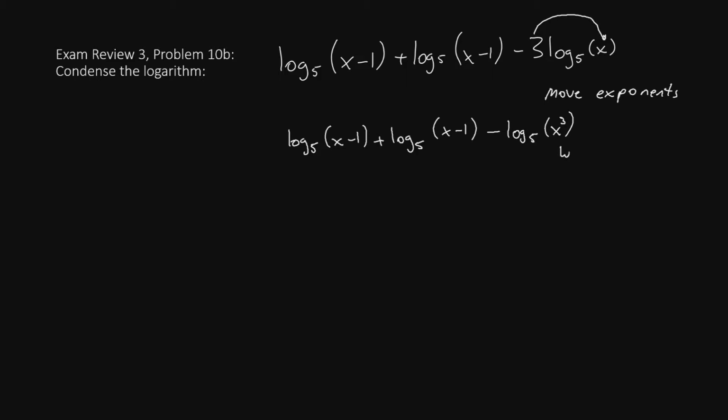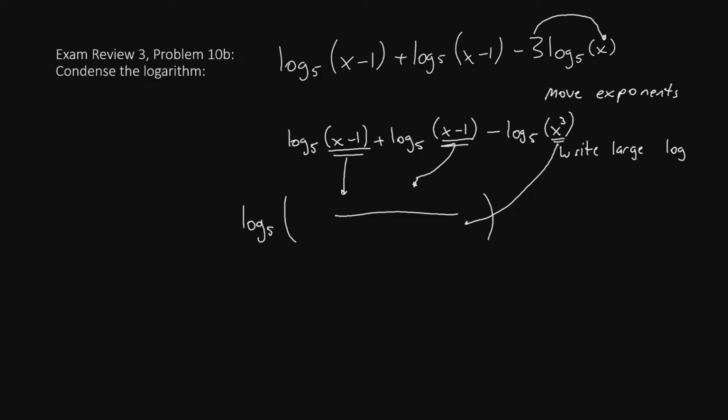Now once again, we're going to write a large log. So we'll have log base 5. We'll make it a fraction. And let's look at our terms and see if they are positive or negative. The first log base 5, this x minus 1, is positive. It goes to the top. The next x minus 1 is also positive. It goes to the top. But this x to the 3rd has a negative sign in front of it, so it'll go to the bottom.